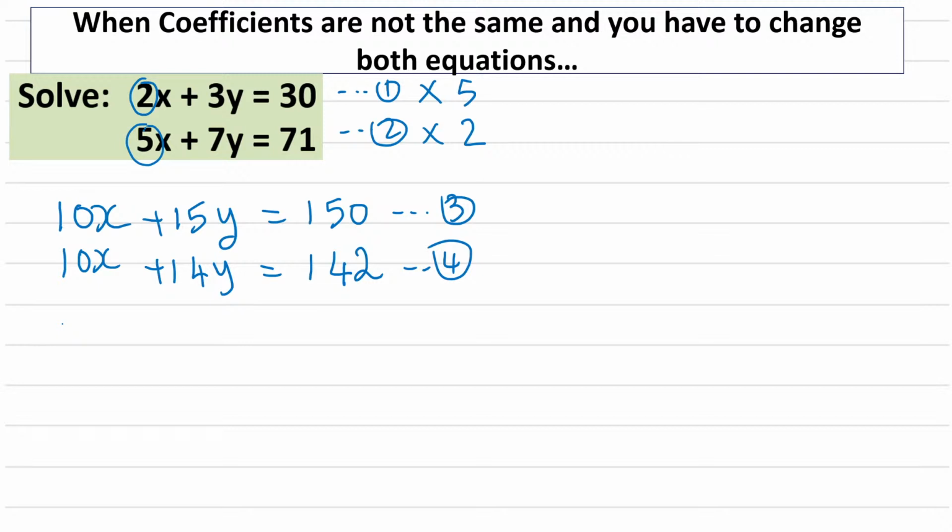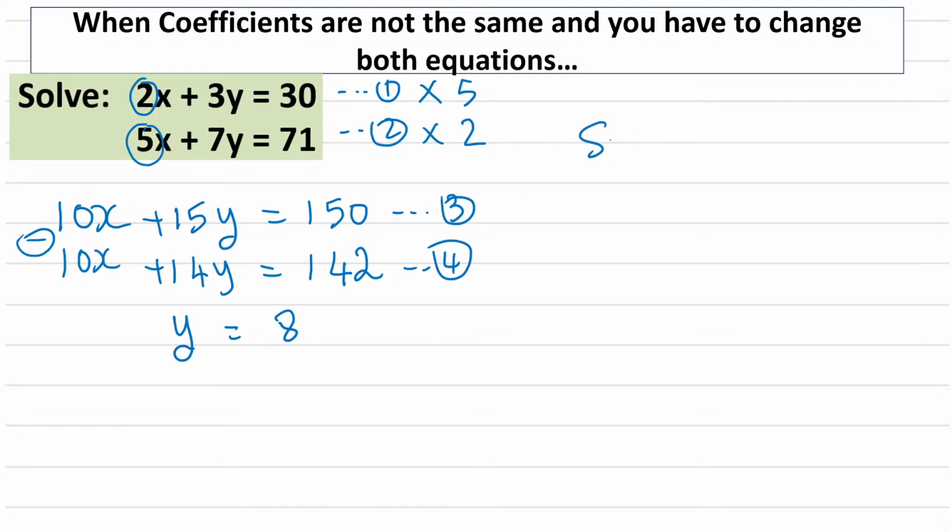If I add them, that will become 20x. I don't want 20x, I want 0x. So it means I need to subtract. Take away 10x is 0x. That is gone. 15y take away 14y, because they are both positive, will just give me 1y. So y. 150 take away 142 is simple, 8. So therefore y is equal to 8.